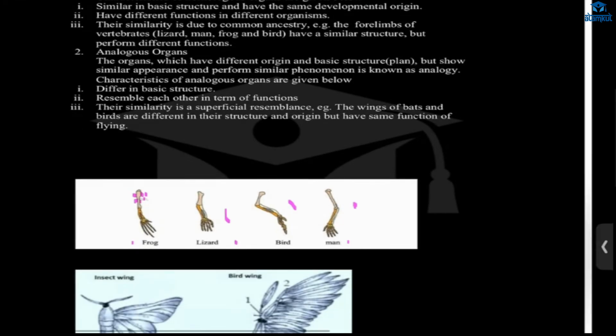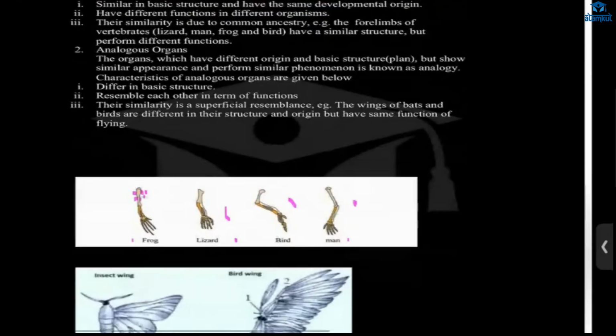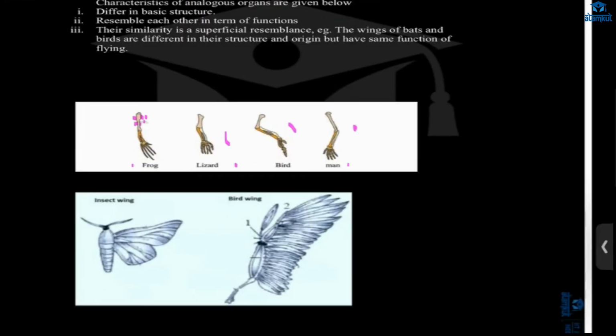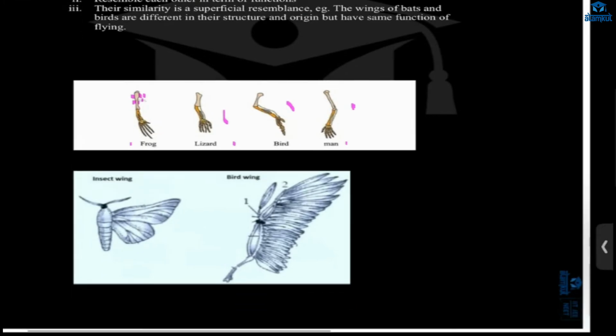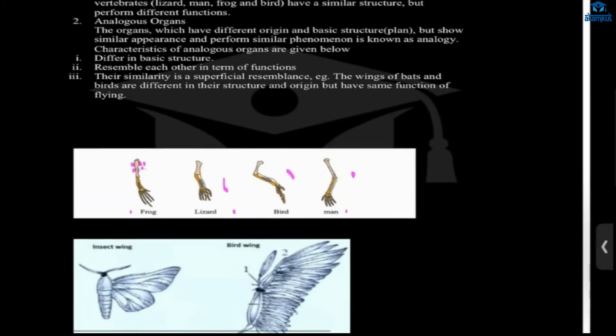Now, analogy or analogous organs. Here, what will happen is the organs have different origins. They don't have a common ancestor, but they are performing the same function, right? Like the wings of a bat and an insect. They are performing the same function, that is flying. But their ancestor is different and the structure of the wing is different. Those are called analogous organs.